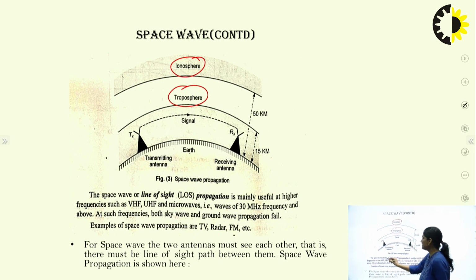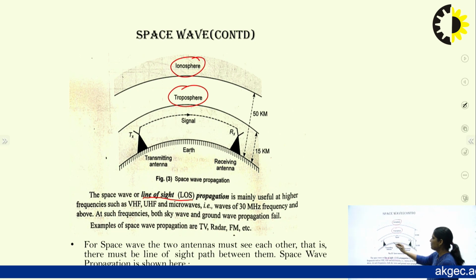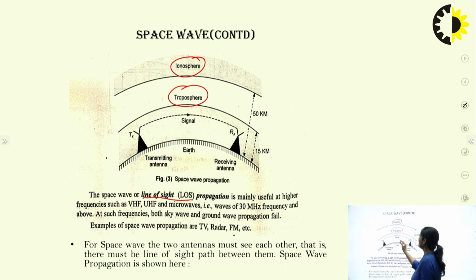It means there is a line of sight distance, because you can see the transmitter and receiver directly. So for space wave, the two antennas must see each other, that is, there must be a line of sight path between them. In this structure, this is your transmitter and this is your receiver, and the signal is traveling directly from transmitter to receiver. From the transmitter side you can see the receiver point. So this is line of sight.